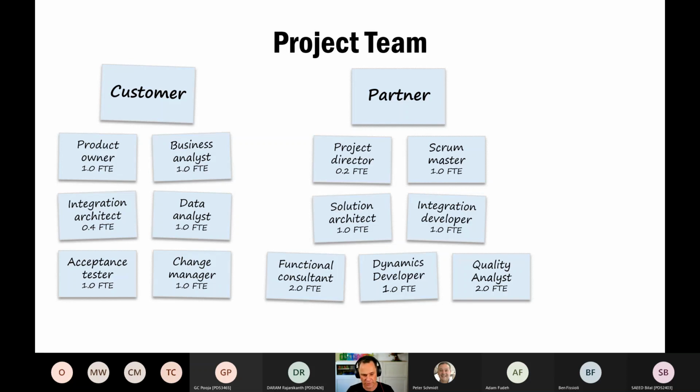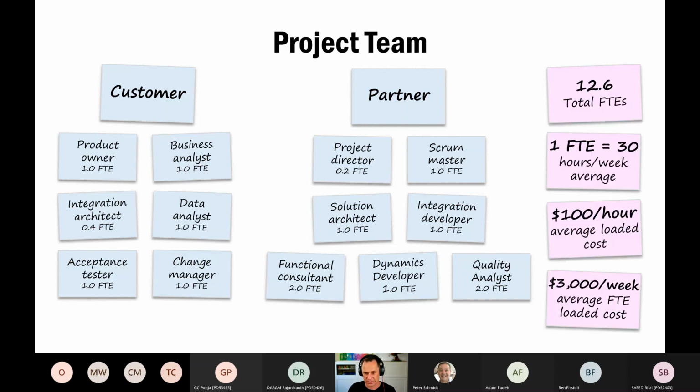And I'm using the abbreviation FTE here to mean a full-time equivalent. You can see there the project director is maybe only working for 1 day a week on this project. And so that's 0.2 full-time equivalents. And if you know exactly who's going to be involved and what their costs are, you can go pretty accurate on this. But for the purposes of this illustration, I'm just going to say we've got a total of 12.6 FTEs. They work 30 hours a week on average on this project.